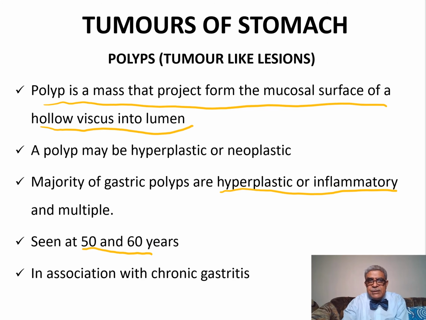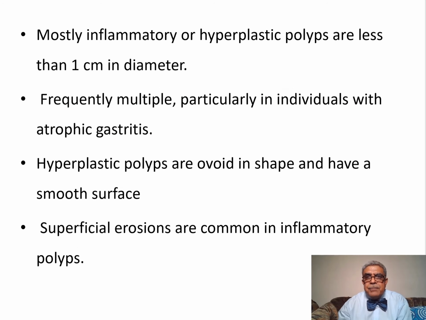The risk of dysplasia in inflammatory polyps ranges about 1 to 20%, and it is sharply increased in pedunculated polyps and in those polyps which are more than 1 centimeter in diameter. Most inflammatory or hyperplastic polyps are less than 1 centimeter in diameter. Frequently multiple, particularly in individuals with atrophic gastritis. So they are seen in those individuals already suffering from atrophic gastritis.